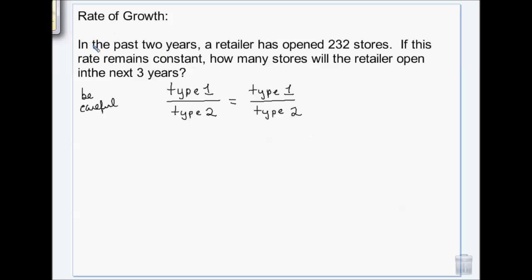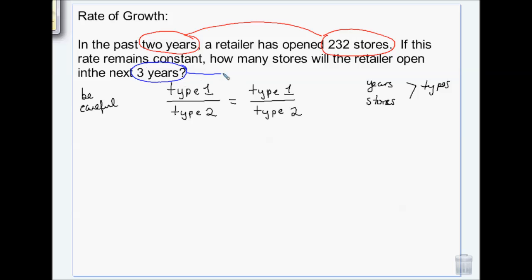So what we have is, in the past 2 years, a retailer has opened 232 stores. If this rate remains constant, how many stores will the retailer open in the next 3 years? So my types are years and stores. These are my types. Okay. So what I have is 2 years and 232 stores go together, right? And I have 3 years with some unknown number of stores.